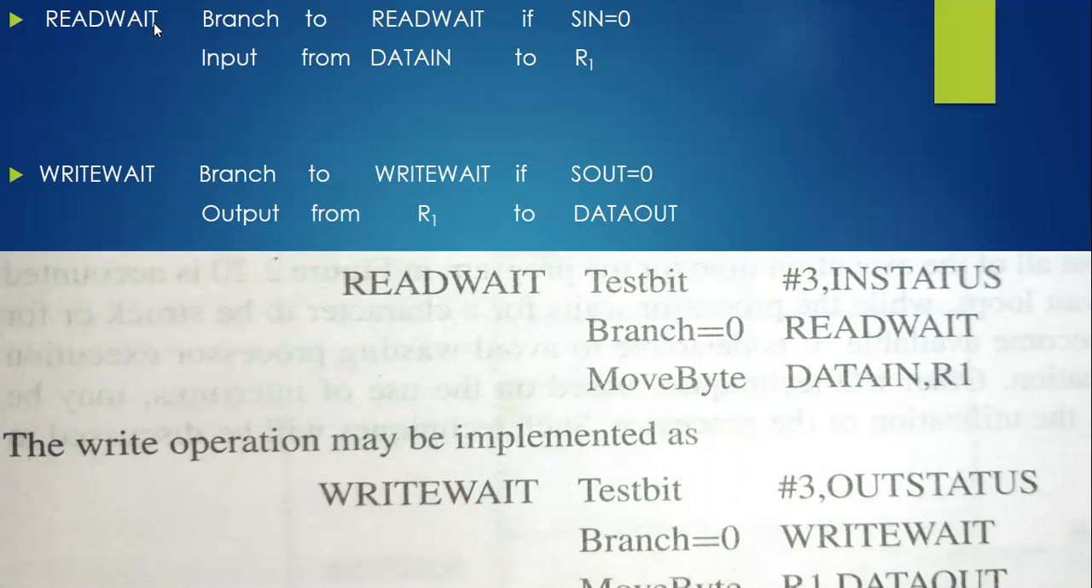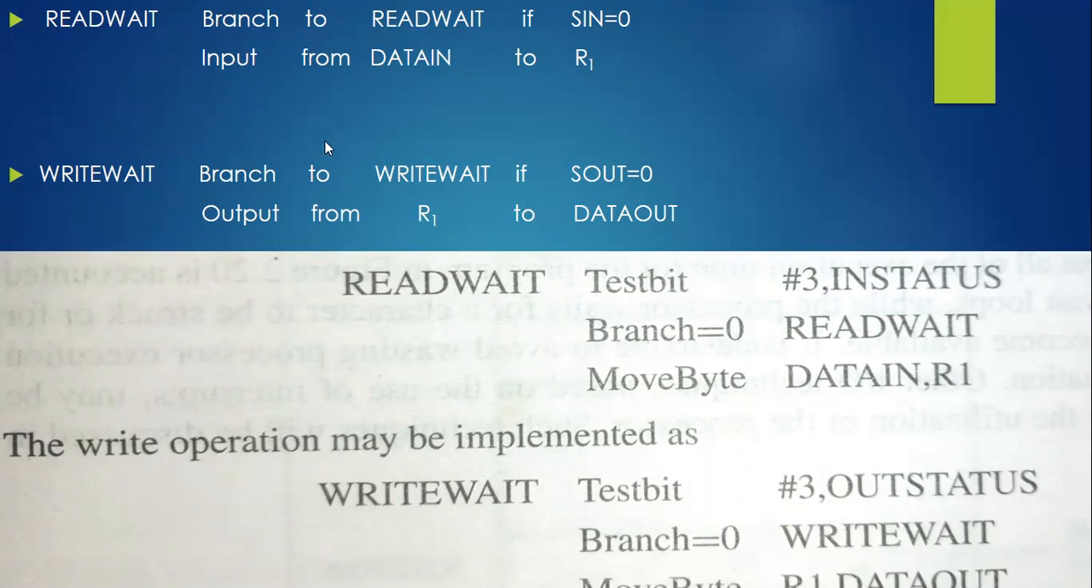What is that? It is a label for this particular line. Branch to read wait if S in is equal to 0. We are checking this condition. If this condition is satisfied, then we need to go to read wait. So this is the logic. This is not the complete code, remember, the code will be here.